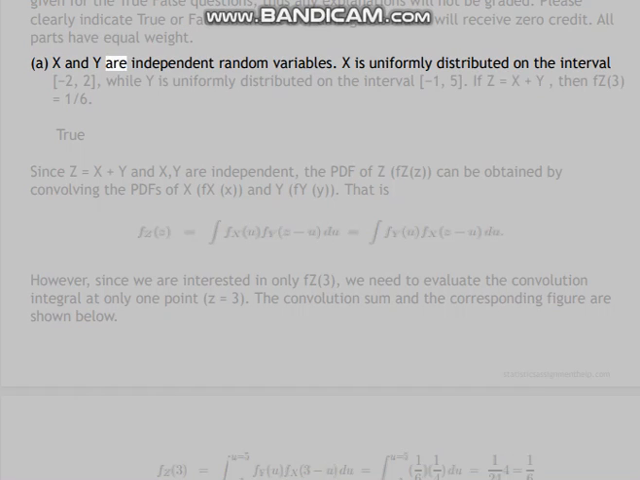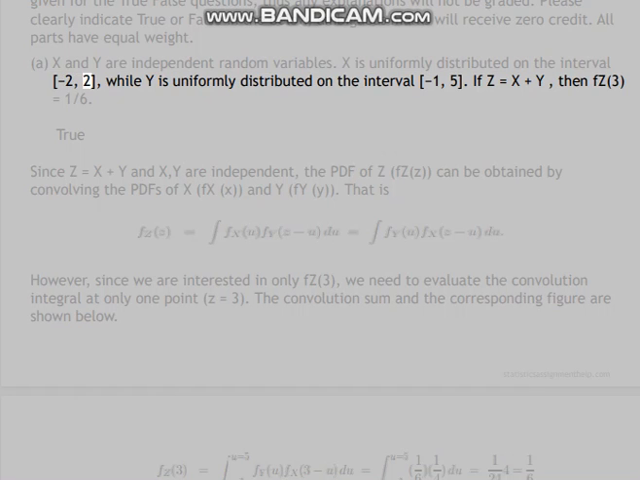A. X and Y are independent random variables. X is uniformly distributed on the interval -2, 2, while Y is uniformly distributed on the interval -1, 5. If Z equals X plus Y, then fZ(3) equals 1/6.